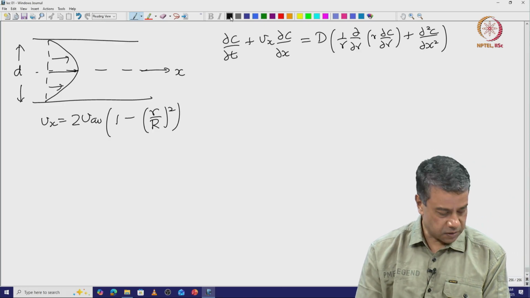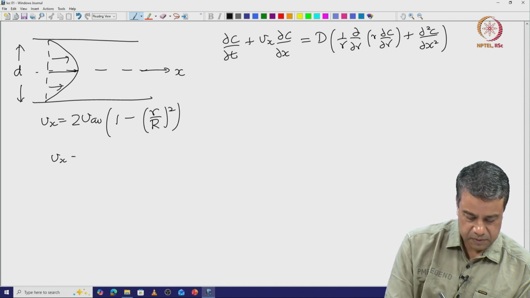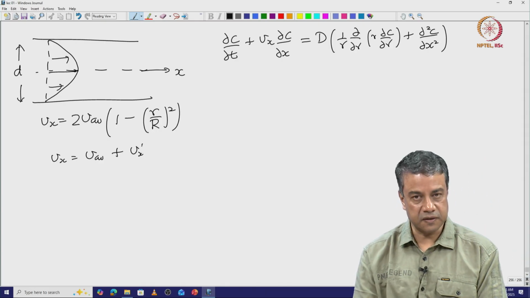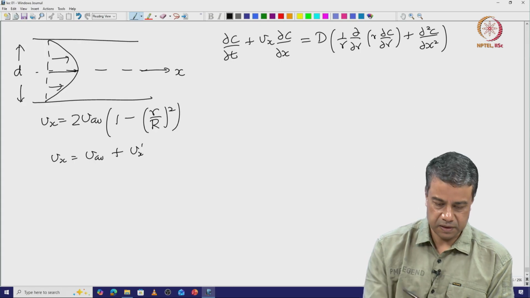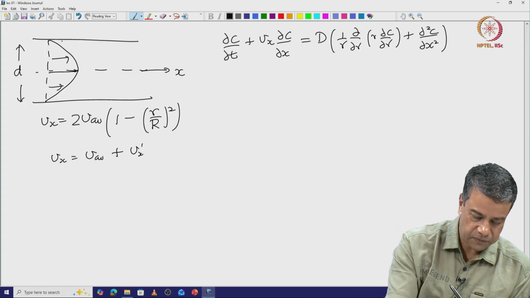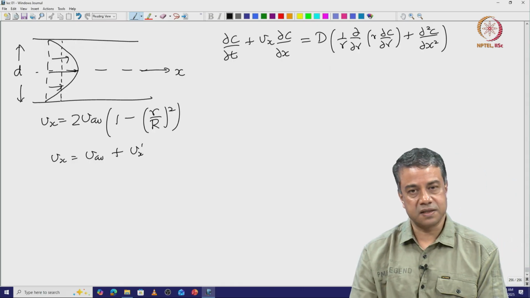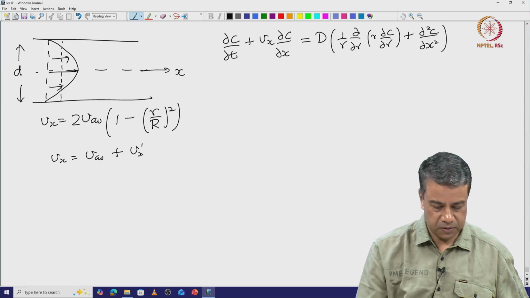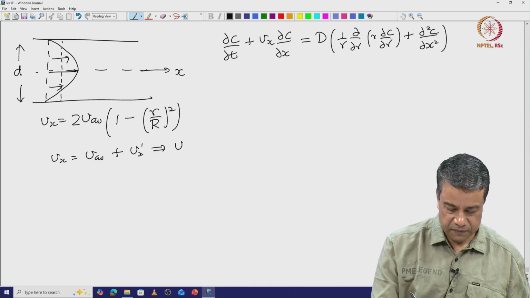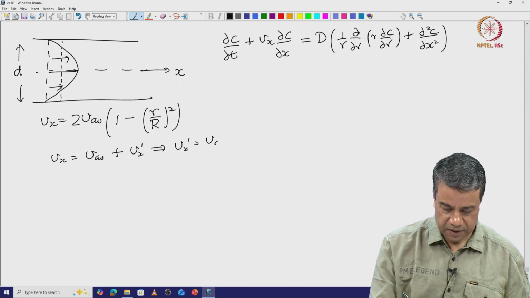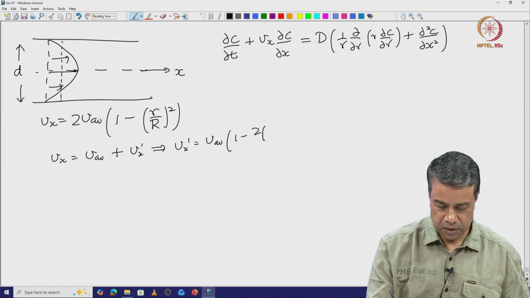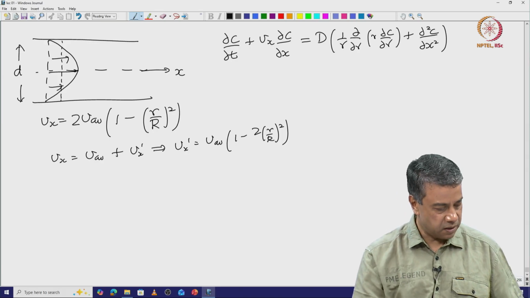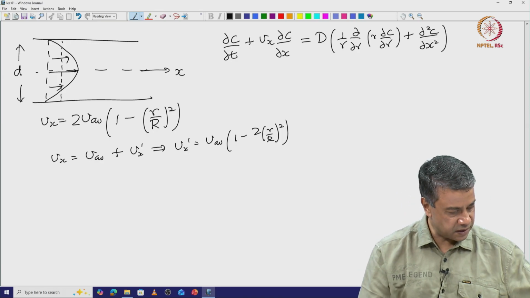The velocity is separated out into two parts. Vx is equal to V average plus Vx prime. Vx prime is the difference between the average velocity and the local velocity. So, V average is 1/2 of the maximum velocity. The difference between those two is Vx prime, and that implies that Vx prime is equal to V average into 1 minus 2 r by R the whole square. I just subtract out V average from the total velocity. So, that is Vx prime.